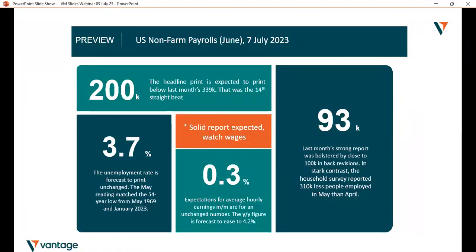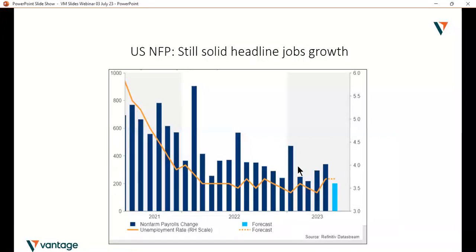From restarting hikes in July, I was just going to move on to the dollar now, but just before we get there, here's a nice bar chart showing slowing job gains, of course, from some of these big numbers, but certainly still solid. 200,000 job gains still solid when we're meant to be going into possibly a recession in other data. So the employment data is certainly still strong, still healthy.